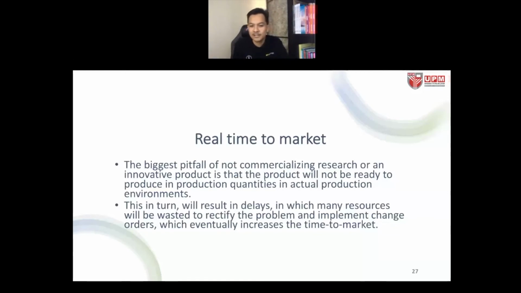Later in our exercise, you're going to calculate how many items you are going to produce. You have to plan how much manpower is associated with it, and the raw material, and so on and so forth. So many resources will be wasted to rectify the problem and implement change orders, which eventually increases the time to market.